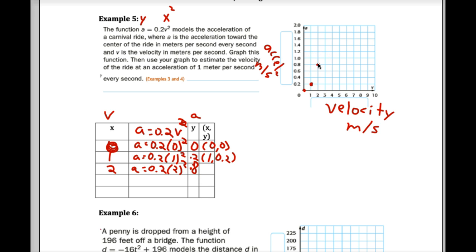And then let's try 3. a equals 0.2 times 3 squared. 3 squared is 9. And then just hit 9 times 0.2. 1.8. So at 3, it's 1.8.